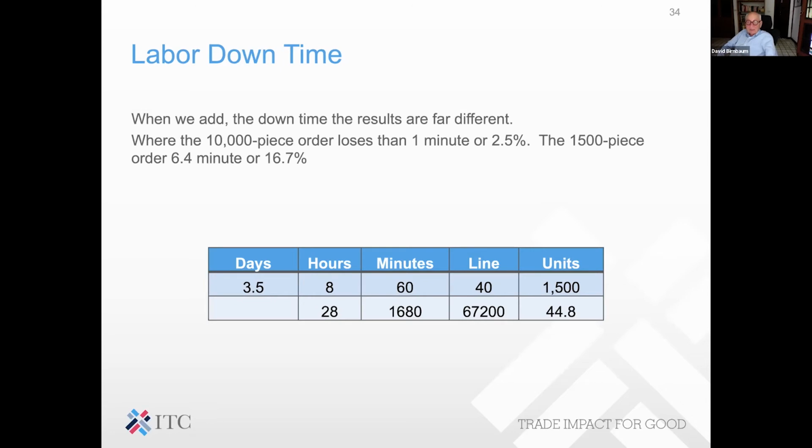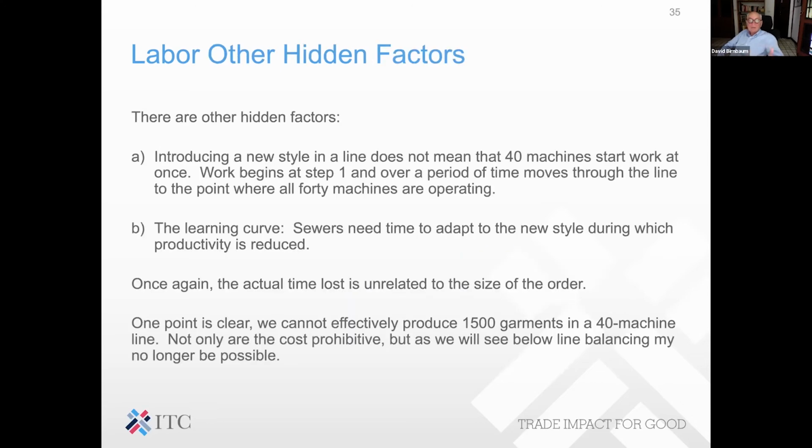Using this leads to a whole range of problems. First of all, introducing a new style does not mean that the line automatically has 40 machines working. You have to start at the back of the line and feed the bundles into the line, where work begins in step 1 and then goes to step 2, step 3, until all 40 machines are operating.